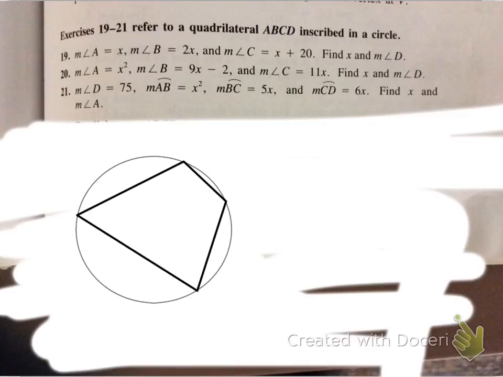So that's definitely not a square or a rectangle. In fact, I don't know anything about that, except that I know this is A, this is B, this is C, this is D, and we are doing number 20. So that means A is x squared, B is 9x minus 2, C is 11x, and D we have no idea, so I'm going to call that question mark.